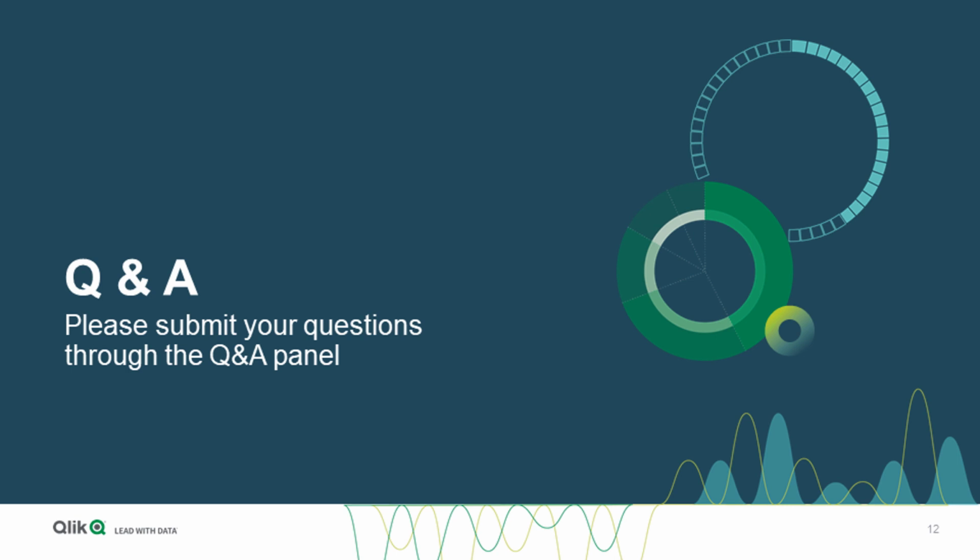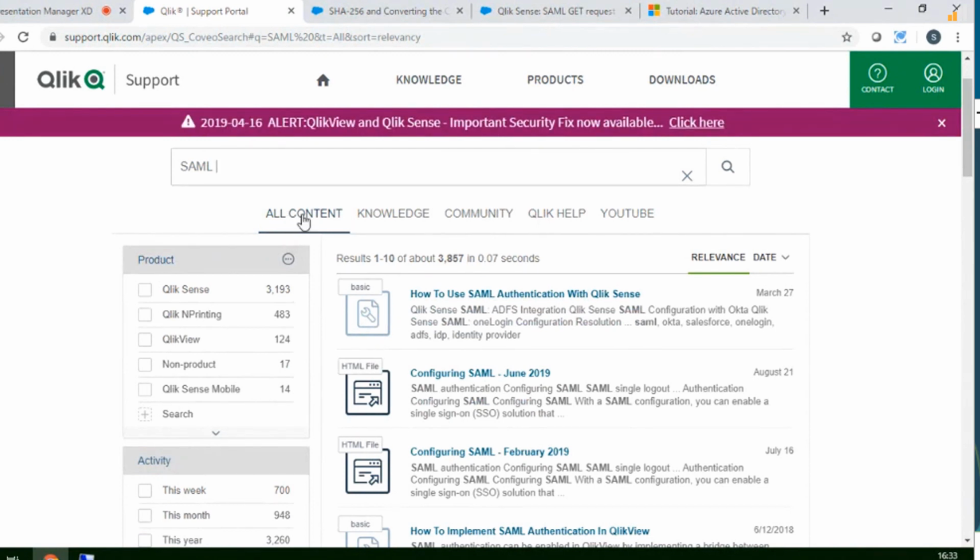So we have the knowledge base here, so you could just go to support.qlik.com, search for SAML and, for example, the error that you're getting, and you would get a list of content here. So you have the opportunity to search on all the content, which means the help side, the community, and the support articles that we have.